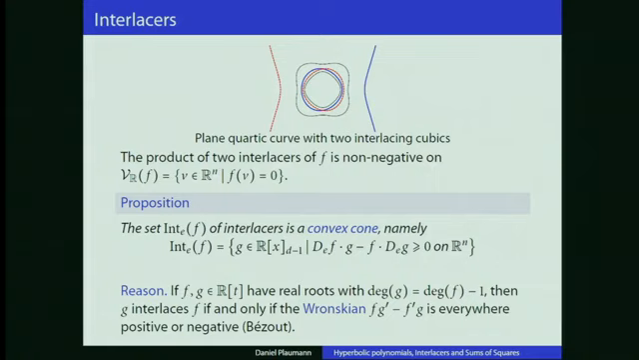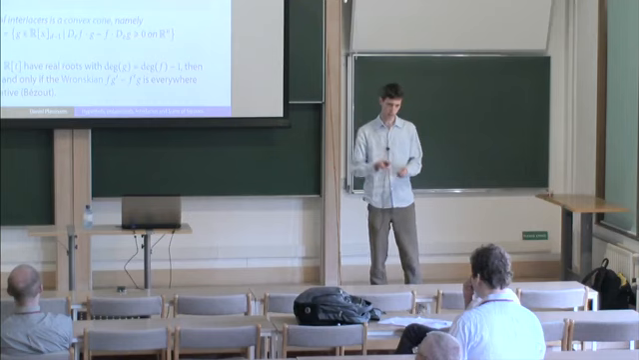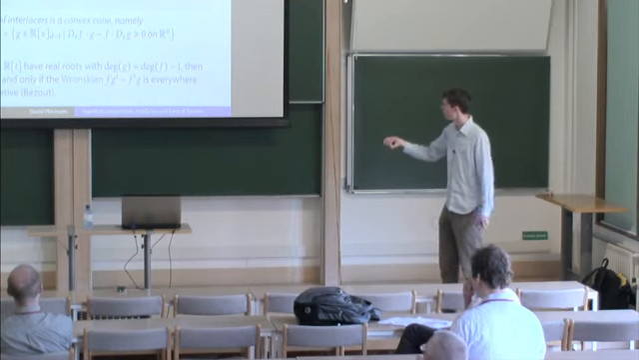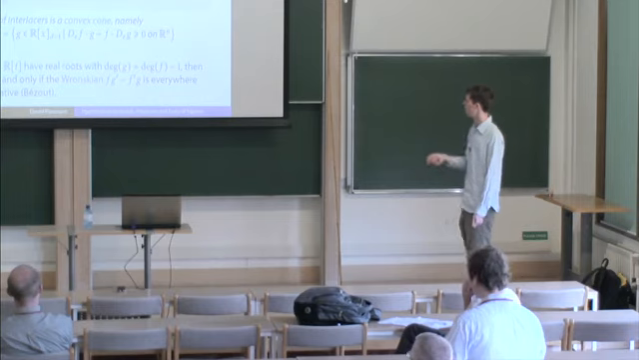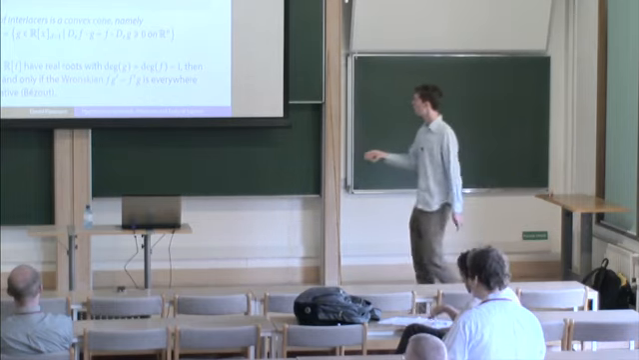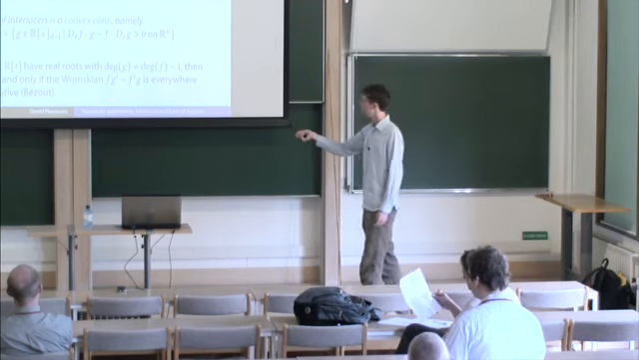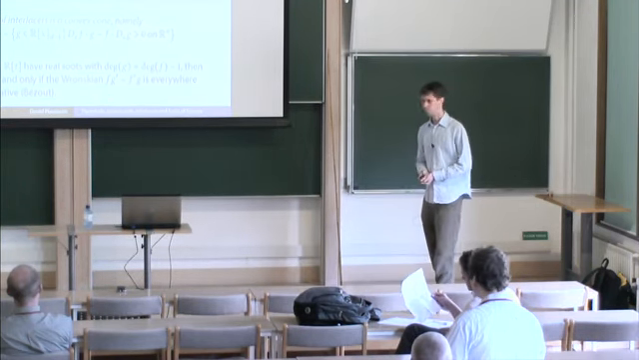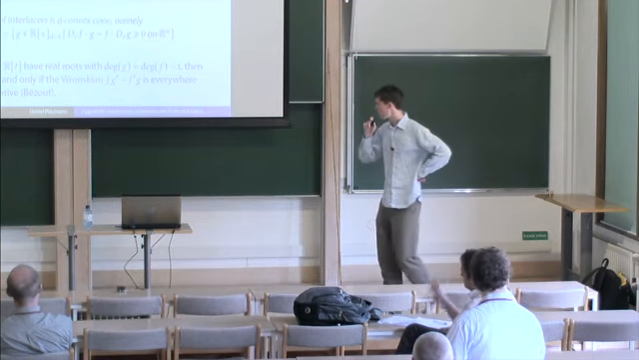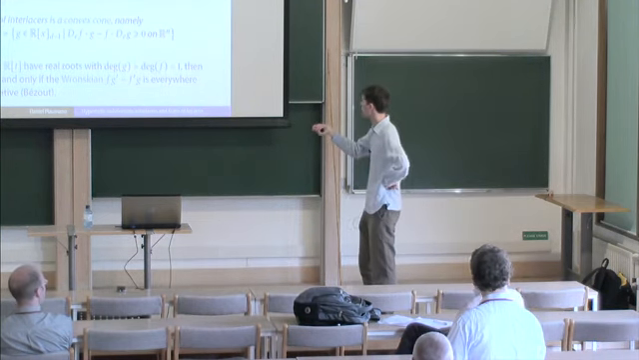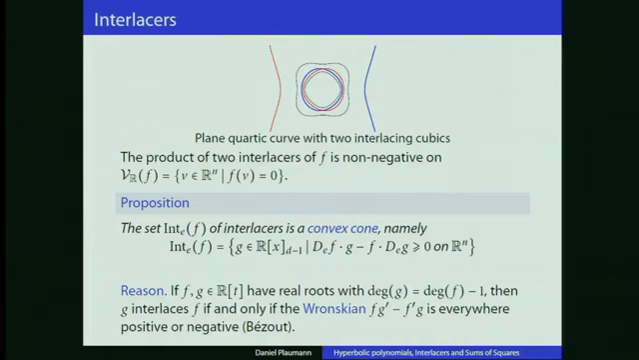And the reason is basically that if you reduce to one variable, it's a very classical thing about polynomials in one variable. If you have two polynomials with only real roots, and one of them has degree 1 less than the other, then you have this interlacing property if and only if this so-called Wronskian, which is the numerator of the derivative of the quotient, so f g prime minus f prime g, is positive or negative. So this shows, in particular, that the interlacers form a convex cone.